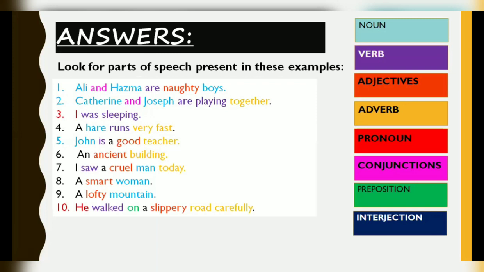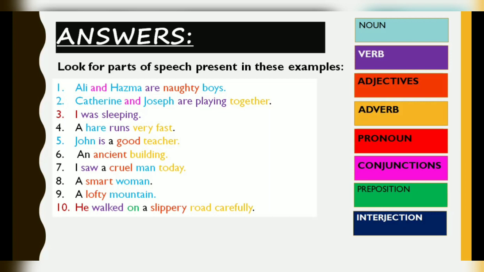These are the correct answers for the exercise I have mentioned before. I have colored all the words according to the categories. Ali and Hamza are naughty boys. Ali, Hamza are colored blue because here in this picture the noun category is marked blue. Ali and Hamza are nouns.